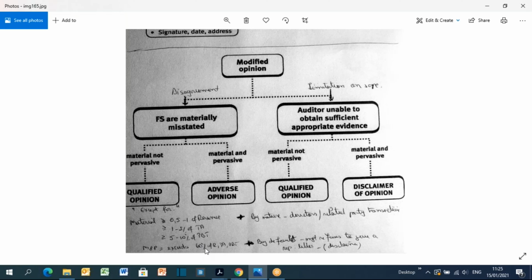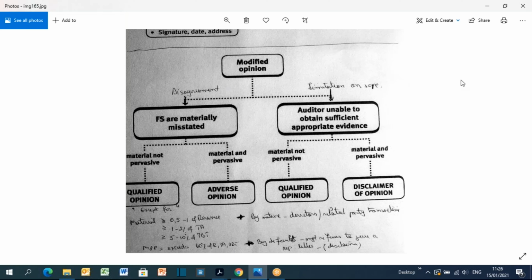You may not see this in the Audit and Assurance exam. You'll see this more often in Advanced Audit and Assurance, but it's good to know, because if you put this down in the exam, you'll get 0.5 marks by knowing more information about this. So remember this percentage. Also remember that by default, if the management refuses to give a representation letter, it will go straight in here.